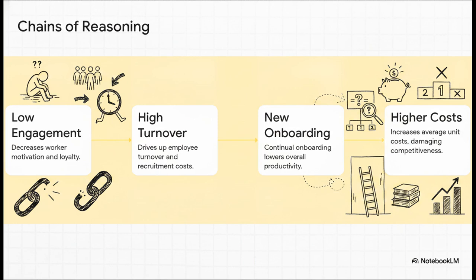Now, if you're aiming for top marks for AO3 analysis, your chain of reasoning needs to look exactly like this. Step 1. Low engagement decreases worker motivation and loyalty. Step 2. This directly drives up employee turnover, which in turn spikes recruitment and training costs. Step 3. The continual onboarding of new, less experienced staff lowers overall labor productivity. And finally, Step 4. Lower productivity mathematically increases average unit costs, fundamentally damaging the firm's competitiveness in the market. Boom. That is exactly how you rigorously link a soft human metric to cold, hard operational reality.